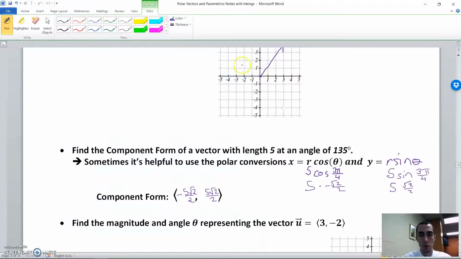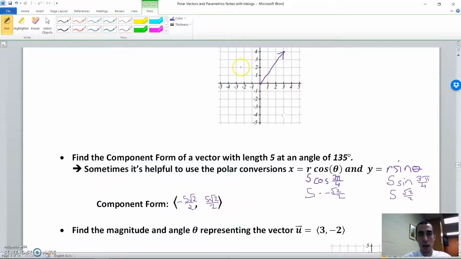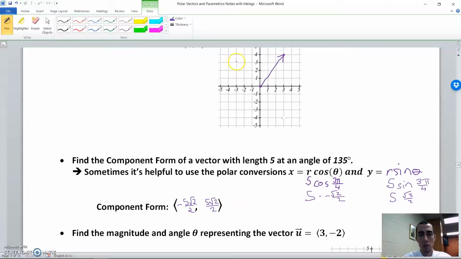So we know that our ending point, if we were to graph it, would be somewhere over here in quadrant 2. So it would be a ray starting here and going out in that direction.